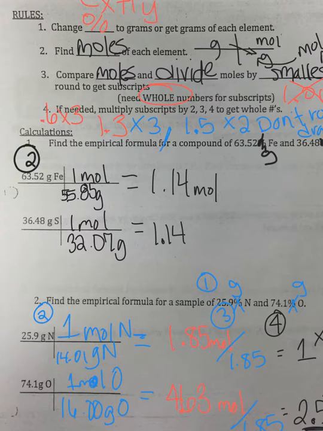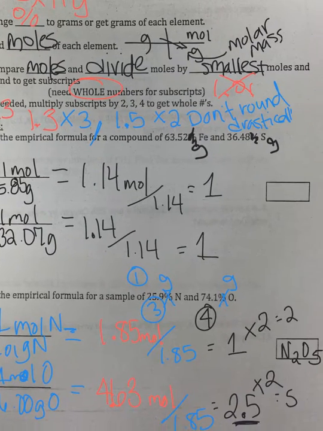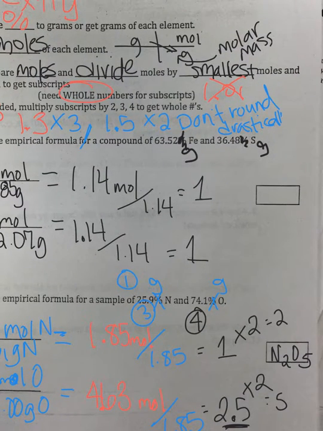So do we really have to divide by the smallest? No, but let's just do it just so you have it in your notes. So we would divide them both by themselves, which would give us both a 1 and a 1. No special multiplying rules. Your answer is just straight up FeS. Yes, now I see what you're saying, sorry.